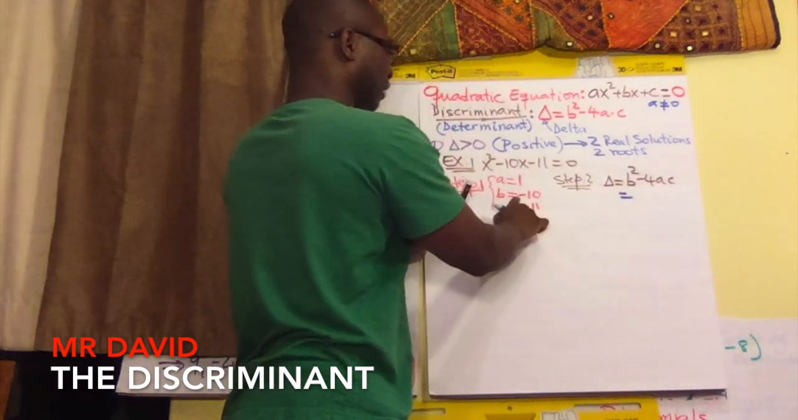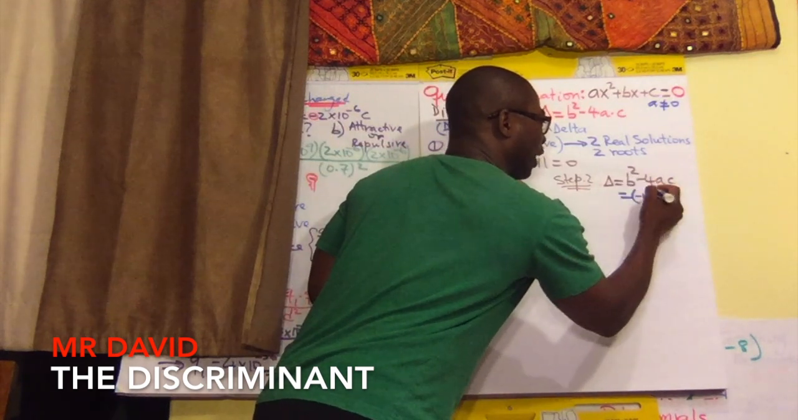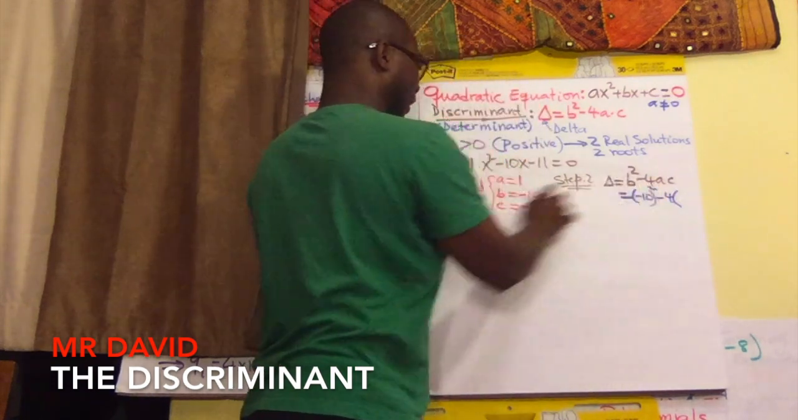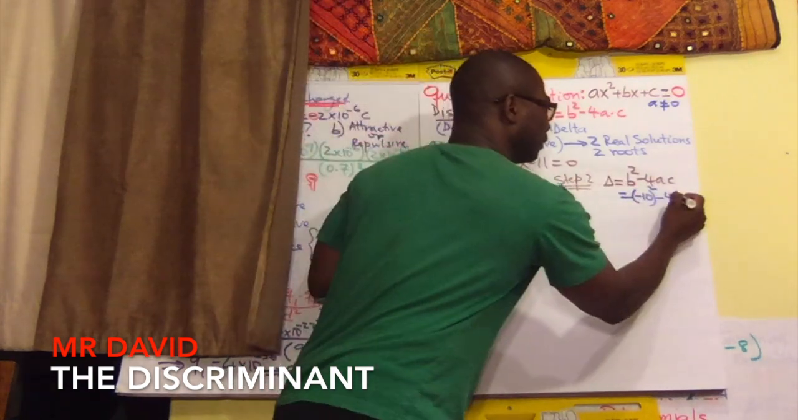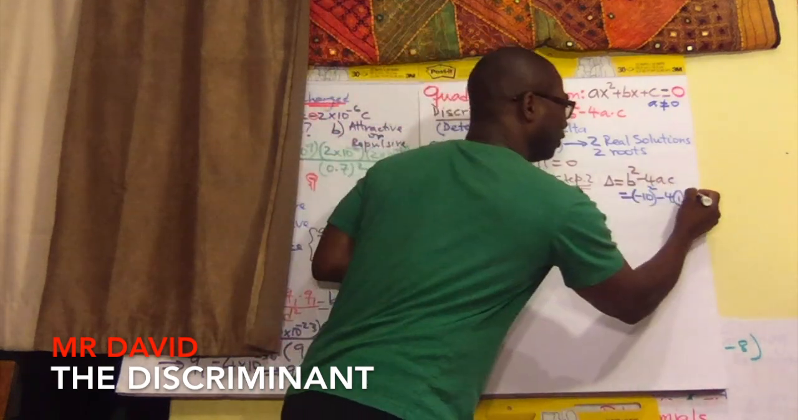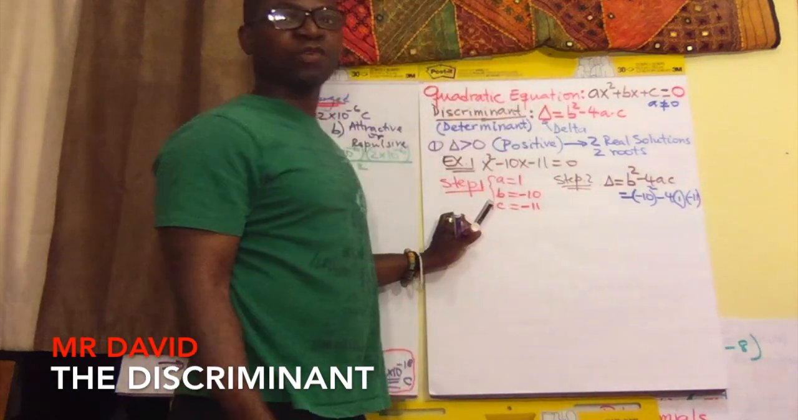What is b? B is negative 10. So I'm going to open a parenthesis: negative 10 squared, minus 4. I'll open a parenthesis for my a. What is my a? 1, times c. C is negative 11. I'm going to open another parenthesis. There we go. Hopefully you guys can see.